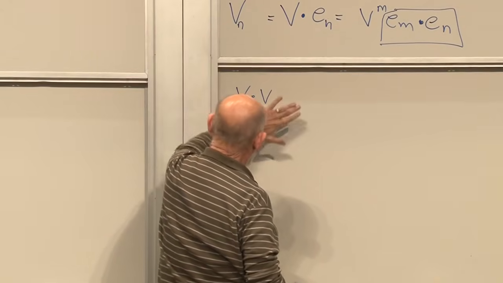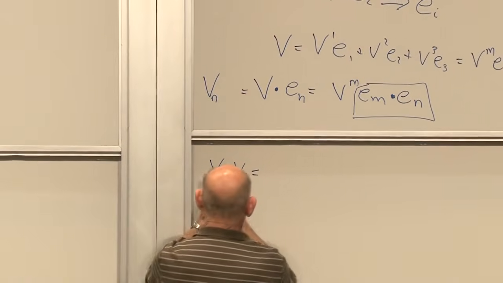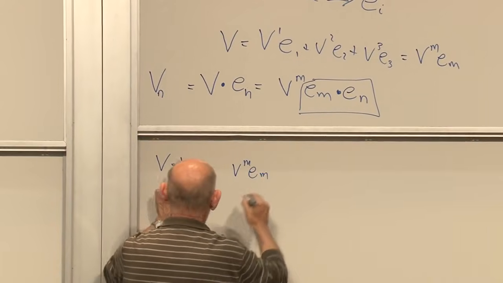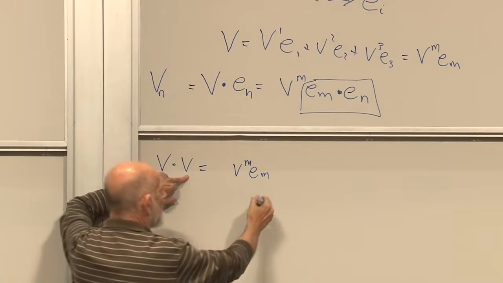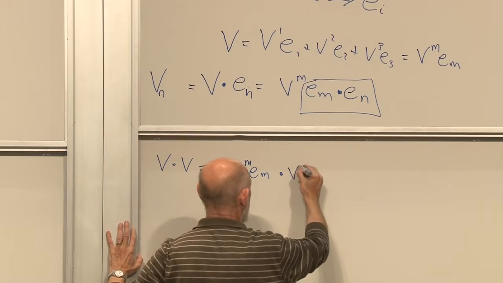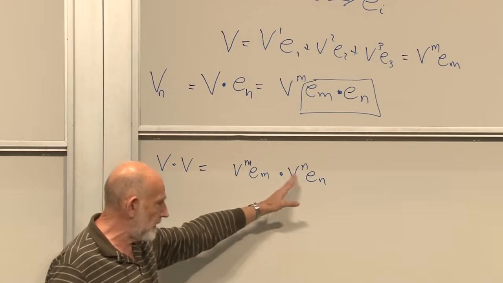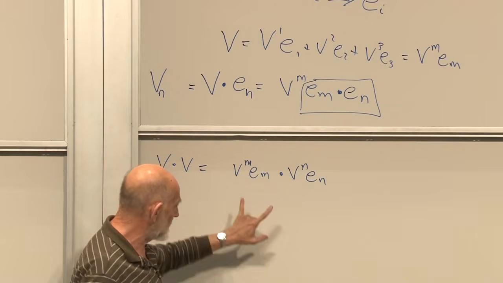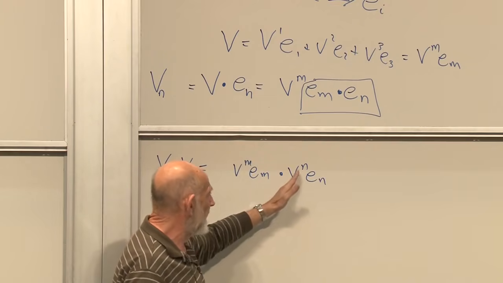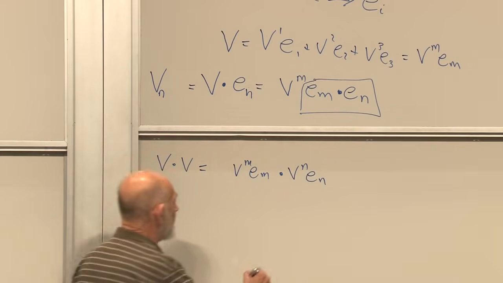Now, let's calculate V dot V. From here, we can write that the first V is V^m E_m. That's the first V. But then let's take its dot product with the second V. The second V is V^n E_n. I have to use a different index for this summation than for this summation. I mustn't mix up the summation indices. This is V^m E_m. This means V1 E1 plus V2 E2 plus V3 E3, times V1 E1 plus V2 E2 and so forth.